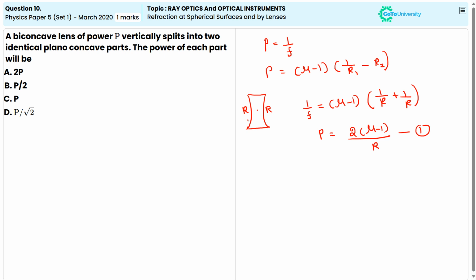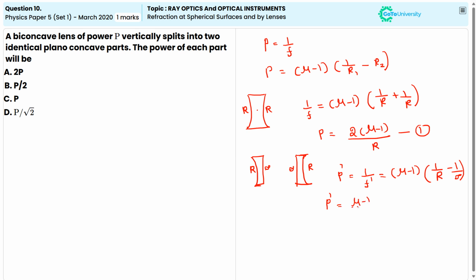Now we are going to split this biconcave lens into two identical plano-concave parts. So just taking this side, we have R here, and this side is infinity, and the next one also has R here and infinity. So we write P dash, which is equal to 1 by F dash, which equals (mu minus 1) into (1 by R minus 1 by infinity). So we know that 1 by infinity is 0, so we get P dash equal to (mu minus 1) divided by R. So let us take this as equation 2.